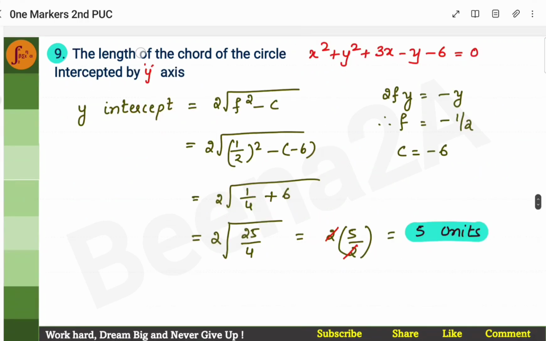Next one, same problem like the earlier one. Here it is intercepted by the y-axis. So the formula is you have to take y based. What is y? F. G will not be there, only f. Because f represents y, right? Get f from here, substitute f, and c is minus 6, substitute, and you'll get 5 units.